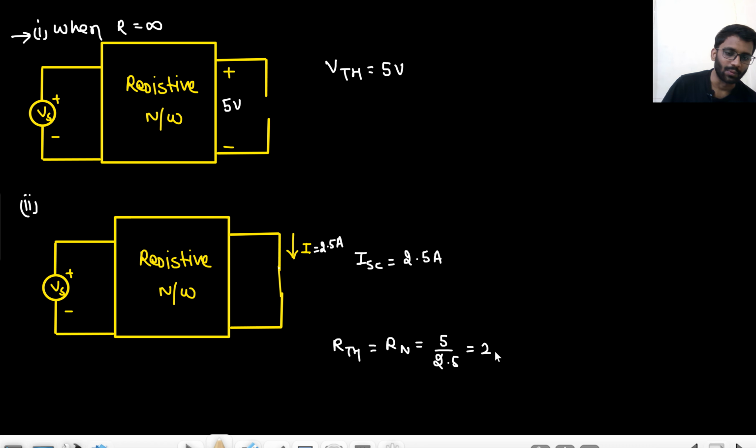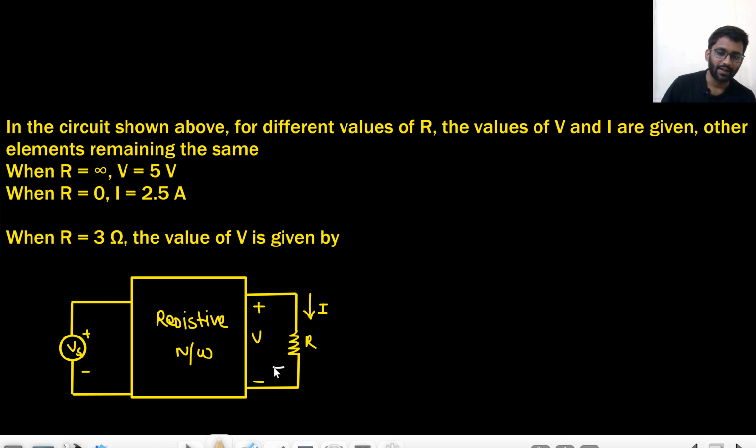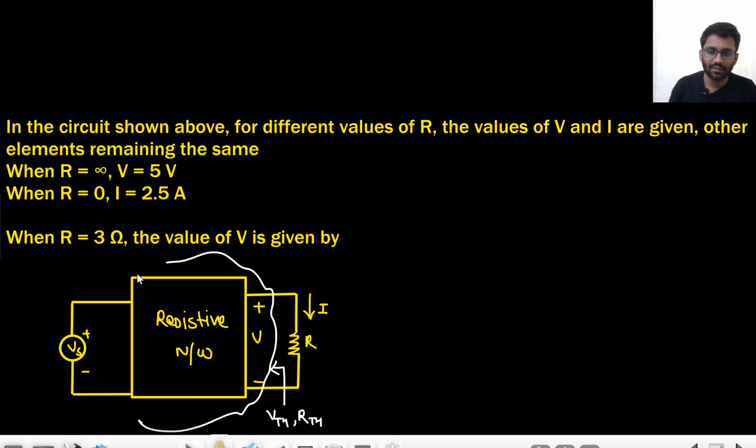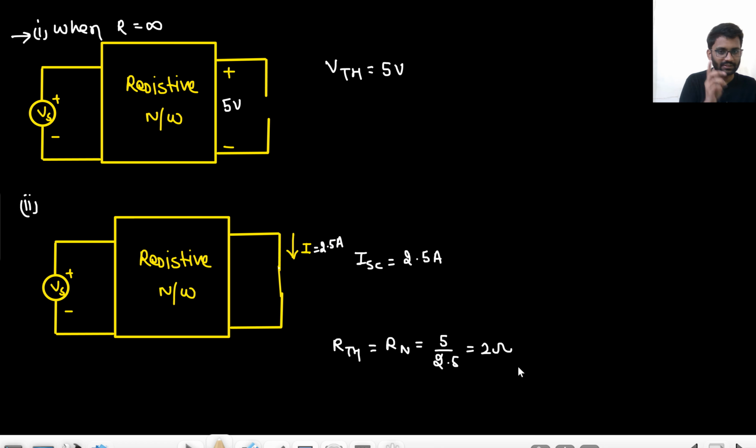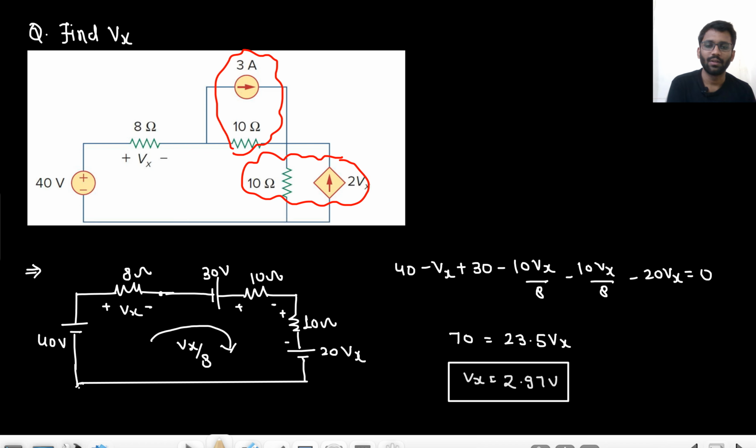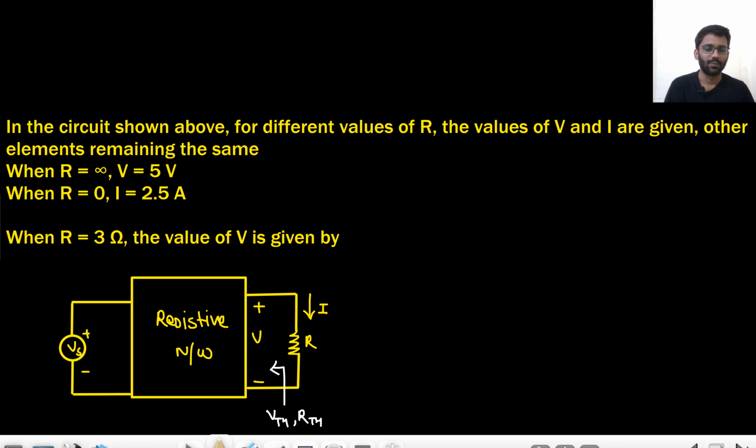That means 2 ohm. So simply here you can replace your complete circuit with Vth and Rth, or Isc and RN. I will prefer Vth and Rth. So I will replace this much of the circuit with only one resistance and one voltage source. What is the value of the voltage source? That is 5 volt, and the resistance is 2 ohm. So basically my complete circuit is replaced with a 5 volt battery and a 2 ohm resistance. And then I connect a load of R value 3 ohm, and then I calculate the value of V.